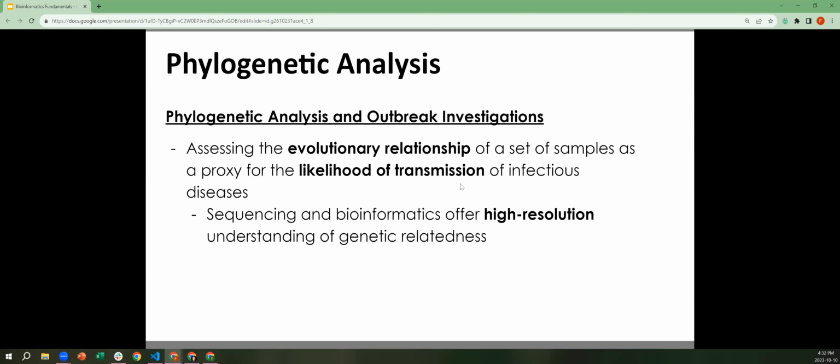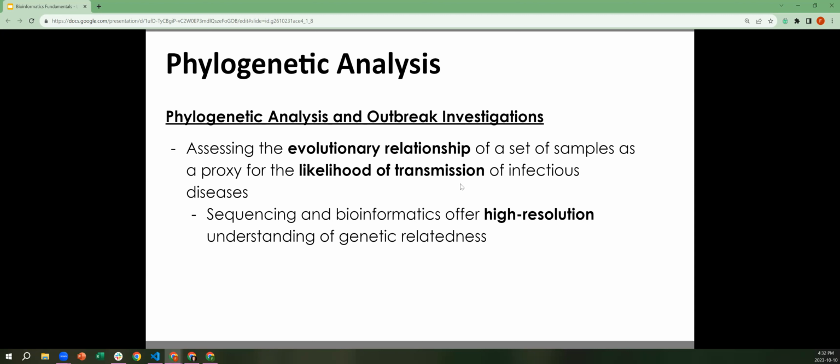The more closely related genetically any two pathogens are, the more likelihood that they were linked by a transmission event between two individuals. If they're genetically identical, there's a very high likelihood that one individual transmitted a pathogen to another and it has not evolved. That is rarely the case. Typically, we see the accrual of single nucleotide polymorphisms over time.